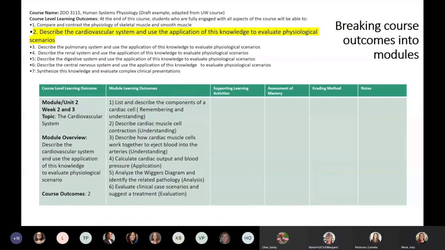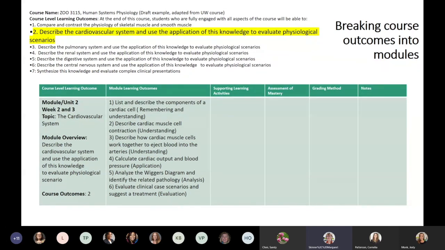Okay, so we thought we'd share an example. Those of you who were with us on Monday will remember that I shared some course outcomes from a physiology class. They were listed up there in teeny tiny writing. What I want to do now is think about taking one, and you're going to do this in just a second. You're going to take one of those learning outcomes for your course and think about breaking it down into the modules.